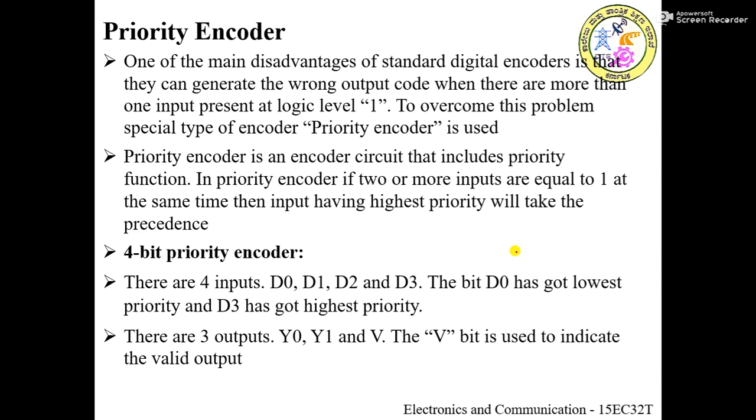So far in the previous session, we have seen the concept of encoders. Encoders are combinational logic circuits which receive the decoded information on 2 to the power of n input lines, and produce encoded data on n output lines. Now there is a problem with the standard encoder. So before introducing the priority encoder, let us discuss what is the problem with the standard encoder.